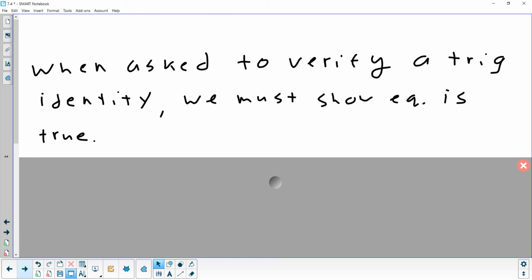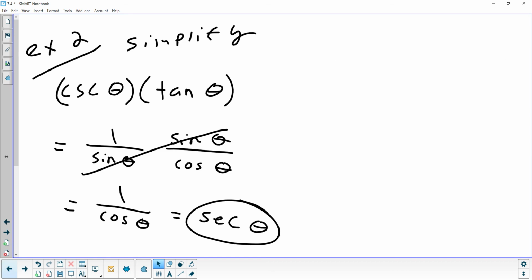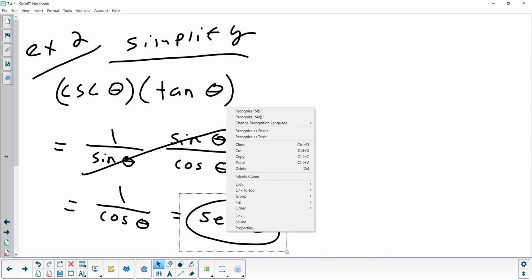So when we're asked to verify, that's a little bit different, but it's actually easier than simplify. Simplify is kind of open-ended. They give you a problem, and you just keep going till you think you're done. You never really know when you're done. Sometimes it's clear, like in this case. I mean, what else are you going to do with secant? It's a single trig function.